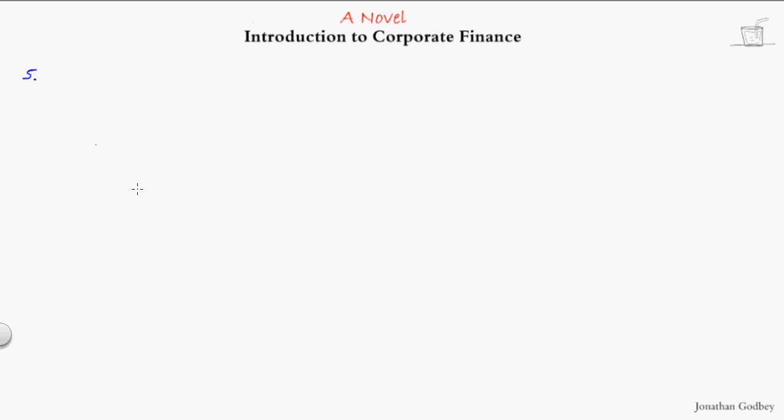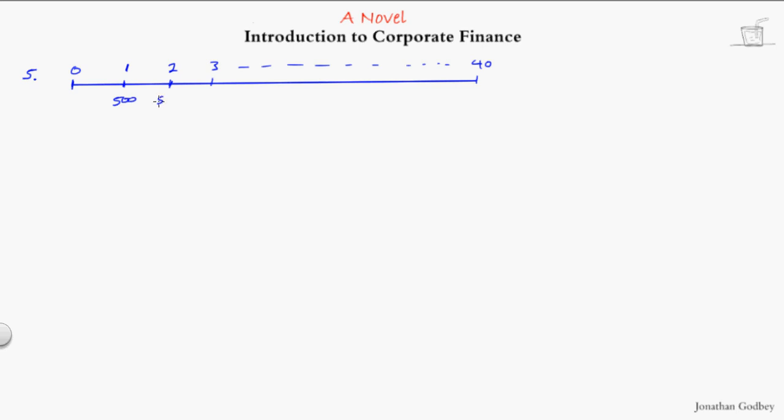Number 5 is very similar to the previous ones. But in number 5, it says, I want to know the value today, but it's going to make payments every 6 months. So this is not 1 year, this is one period, one 6-month period. This is 2 periods, which is 1 year, 3, and it's going to pay for 20 years. So it makes a total of 40 payments, and the payments are $500.